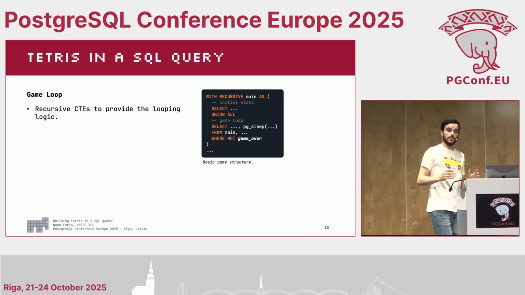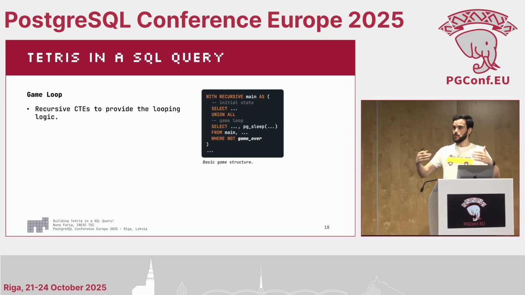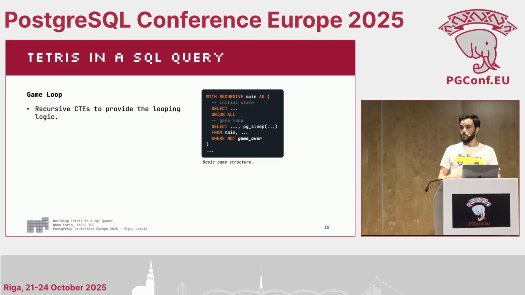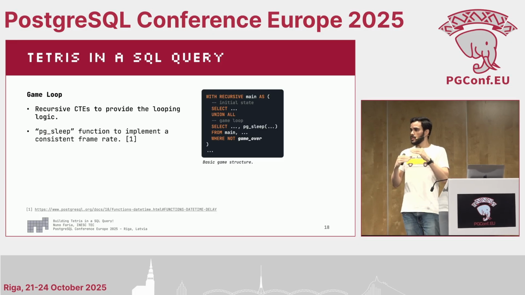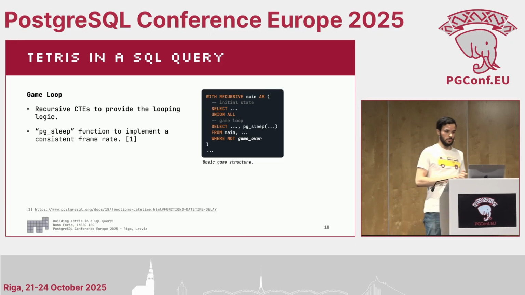So the first thing we need is a game loop, so something that executes, and in each iteration will render the game to the user. And for that, we're going to be using recursive CTEs, and also the pg_sleep function, so we can implement a consistent frame rate during our game.